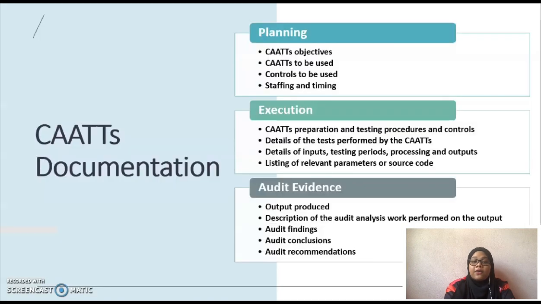Lastly, there are a few CAATs documentation. For planning, the documentation should have CAATs objective, CAATs to be used, control to be used, staffing and timing. For execution, documentation should have CAATs preparation and testing procedure and controls, detail of the tests performed by the CAATs, detail of inputs, testing periods, processing and outputs, listing of relevant parameters or source code. And lastly, for audit evidence, documentation needed is output produced, description of the audit analysis work performed on the output, audit finding, audit conclusions, and audit recommendation.